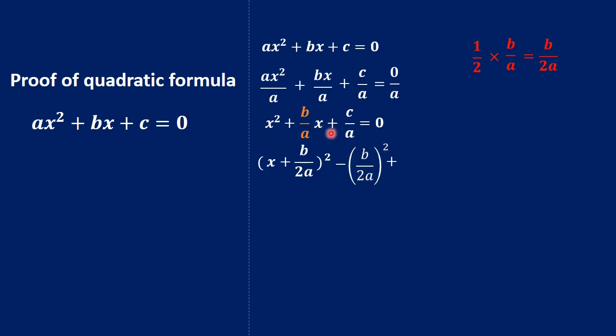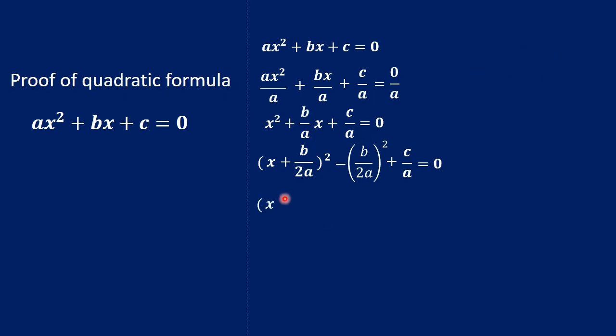And then we continue from here. That's plus c over a is equal to 0. So we have b squared over 2 squared is 4a squared. That is b squared, and then 2 squared is 4. And then the square is also affecting a. Plus c over a is equal to 0. Now let's take everything over here to the other side of the equation.